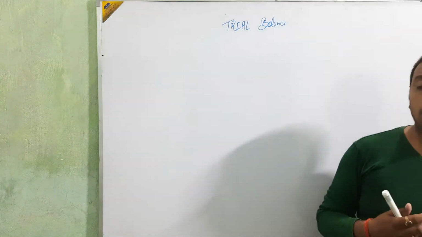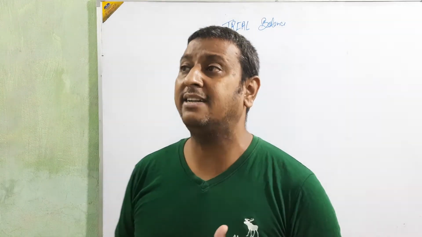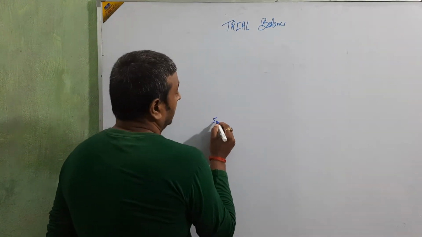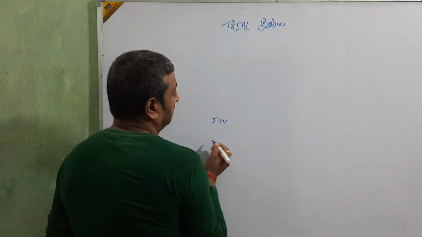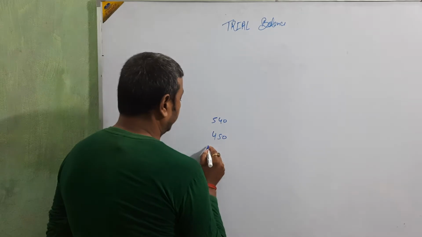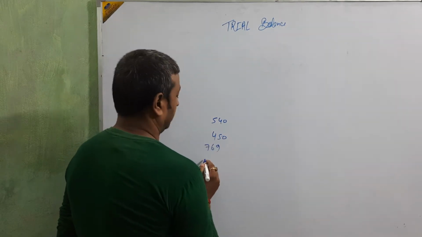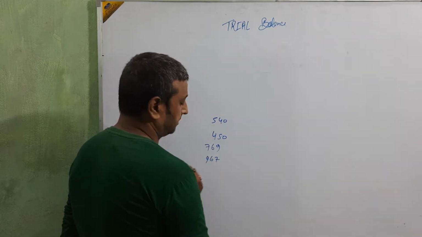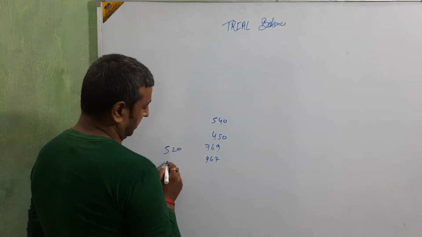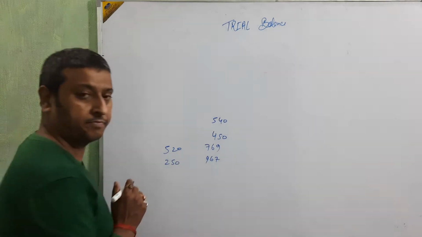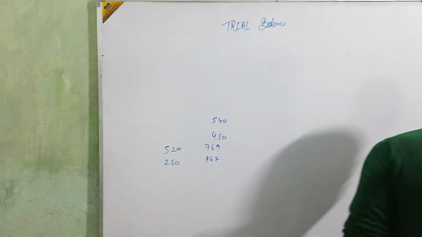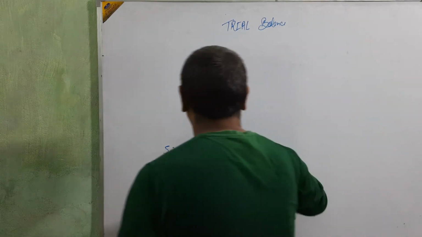In this error, we write the wrong amount. For example, the amount is 540 but we have written 450. Okay beta. The amount is 769, we have written 967. The amount is 520 but we have written 250. This type of fault is called error of omission, or error of commission.